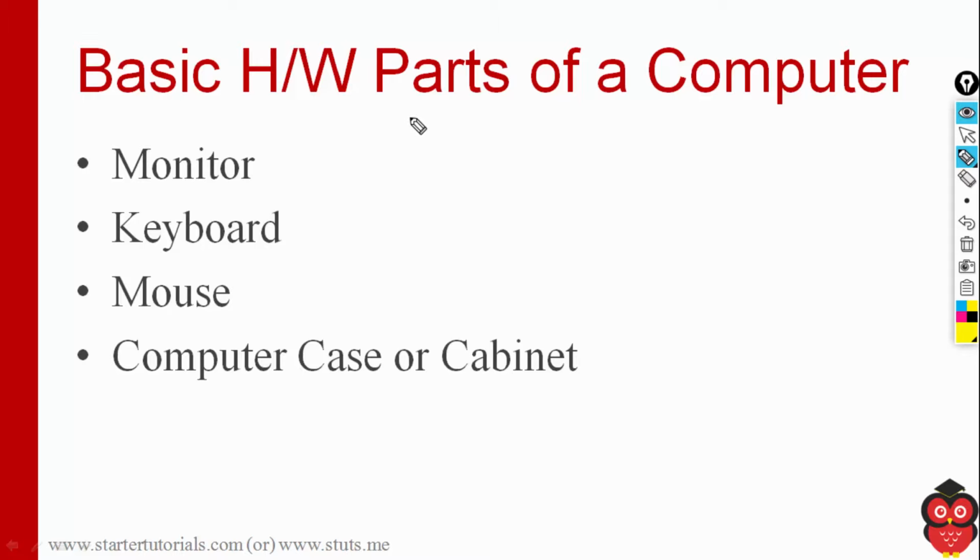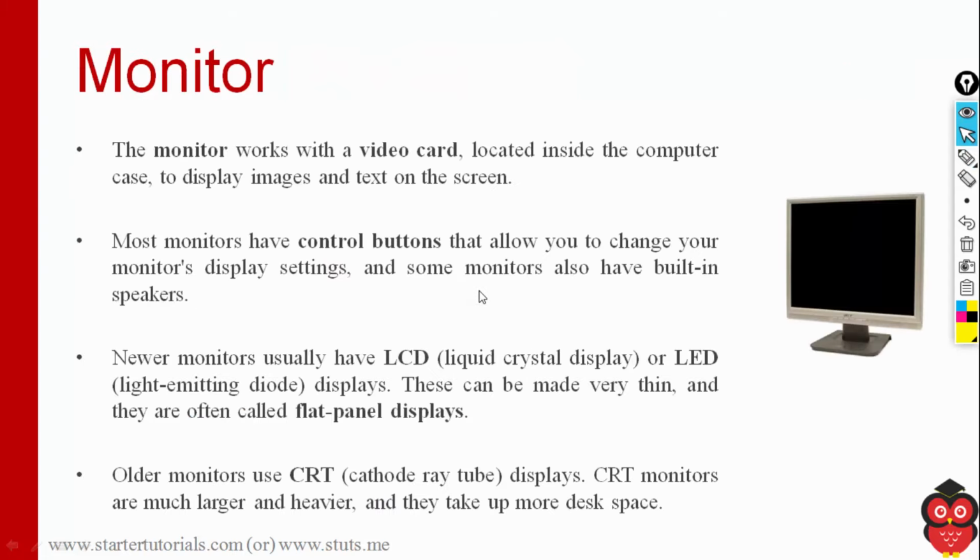Let's talk about the basic hardware parts you can see in a computer. Whenever you buy a computer, you can see some hardware devices. The hardware devices which you generally see are monitor, keyboard, mouse, and there will be a big, thin vertical box called computer case or cabinet. Let's talk about each one of these things now.